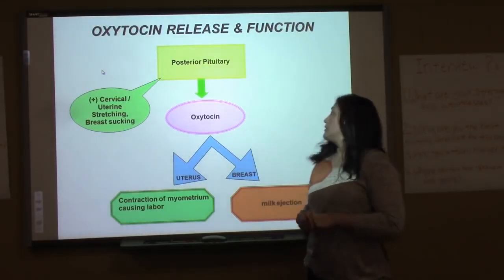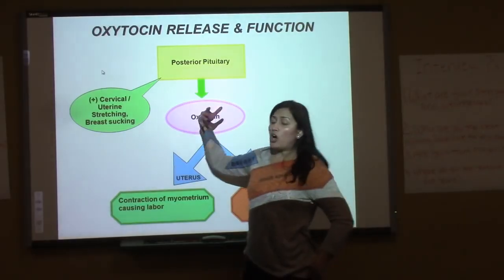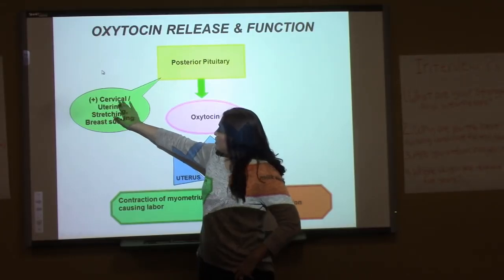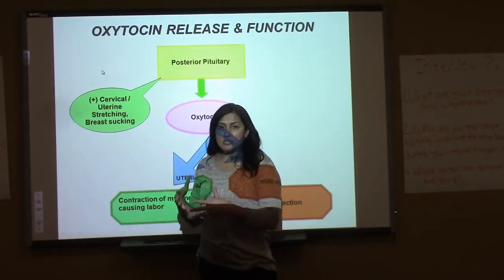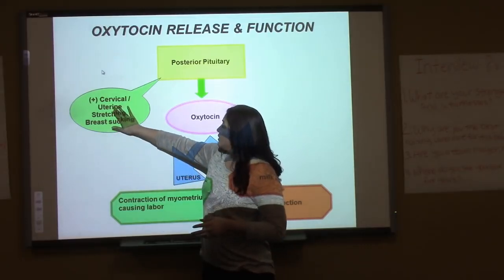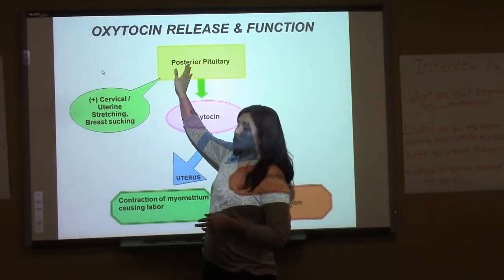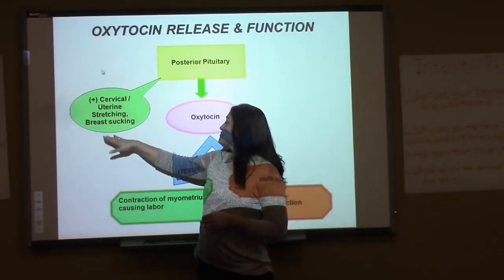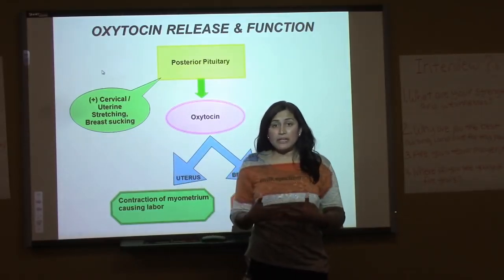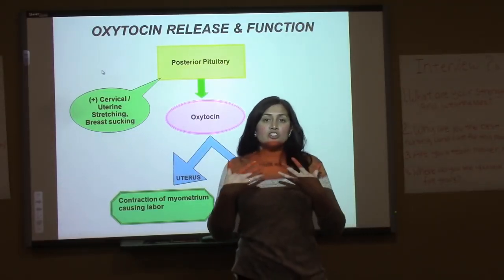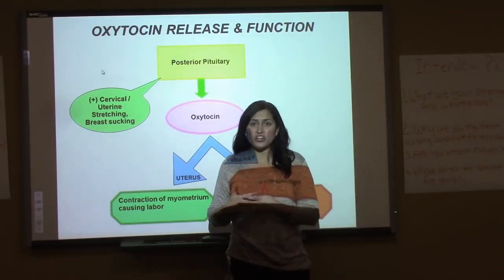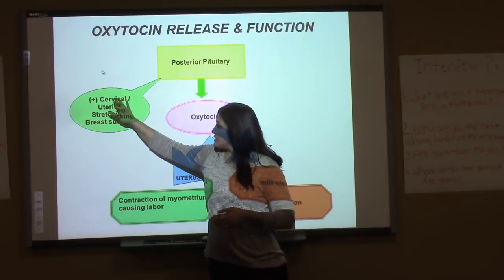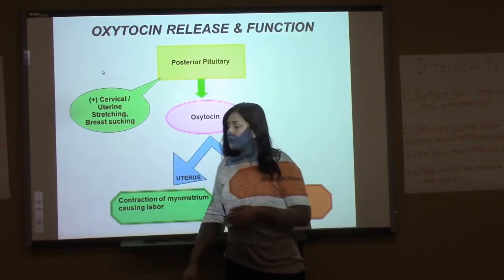Now let's look at oxytocin. So what causes your posterior pituitary to release oxytocin? When your cervix or uterus is stretching and contracting, that is one signal to cause the posterior pituitary to release oxytocin. Another one is the breast sucking. Okay? When the baby is sucking on the breast, it is a neural signal to cause your posterior pituitary to release oxytocin. Okay? So before pregnancy or during labor, it's this, but after delivery, it's the breast sucking.